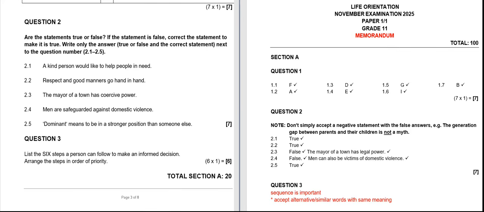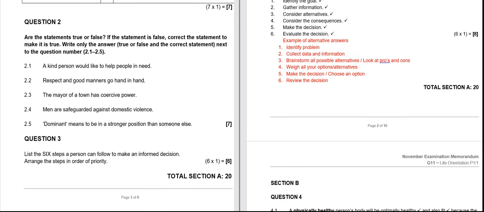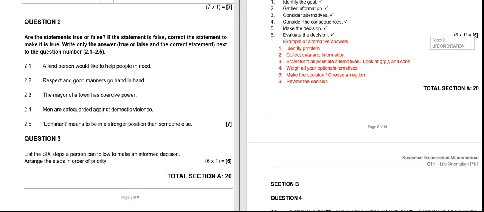So moving on to our question 3, list the 6 steps a person can follow to make an informed decision. Arrange the steps in order of priority. In terms of our possible answers for question 3, we do have the steps as illustrated in our answer section.